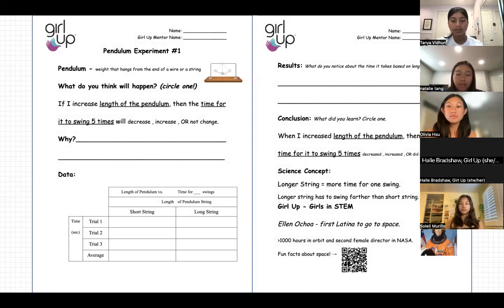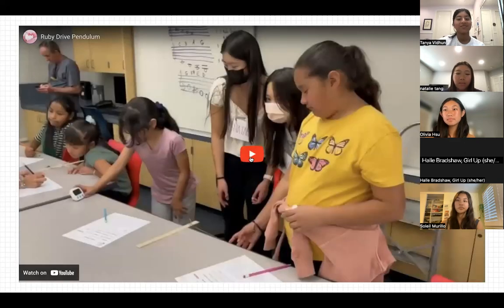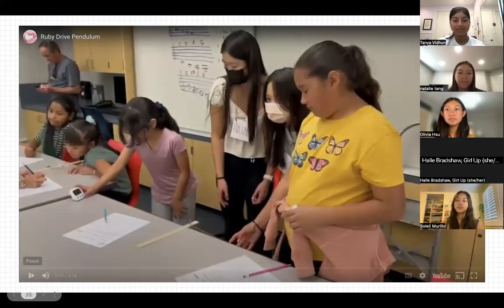For example, for this particular experiment, we used a ruler, string, washers, and tape to form our pendulum. The students explored the idea of frequency by timing how long it took for the pendulum to swing 5 times with a longer string and comparing it to the time it took for a pendulum with a shorter string to swing 5 times. On the next slide is a video of us conducting the experiment at Ruby Drive Elementary School.